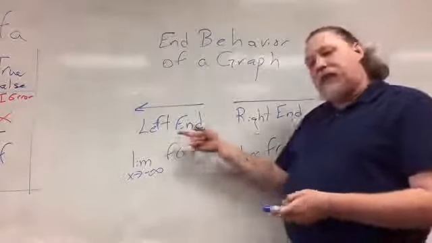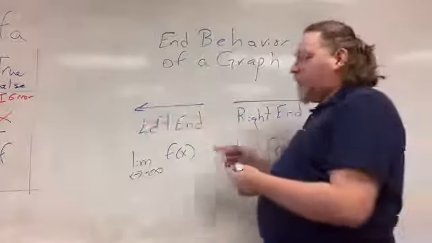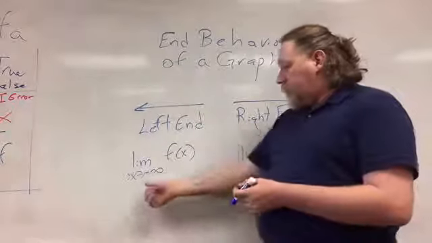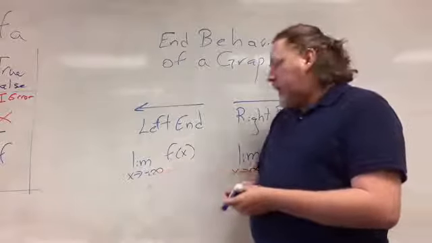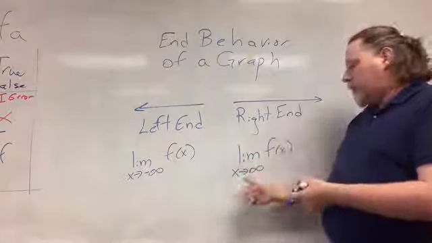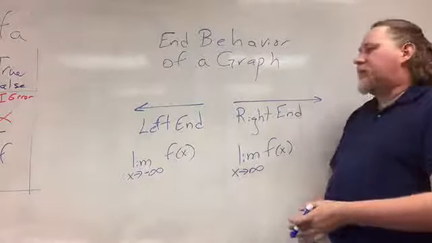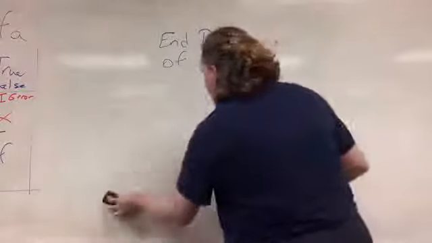If you want to know what the graph is doing as you head out to the left, well, heading out to the left is heading out toward negative infinity. So we just take the limit of the function as x goes toward negative infinity. If we want to know what's happening over on the right, we just take the limit of the function as x heads towards positive infinity. Now, to show you what I mean by that, let's look at a couple of quick examples.